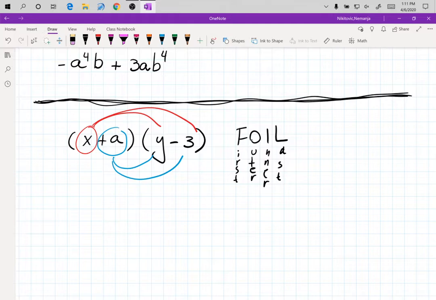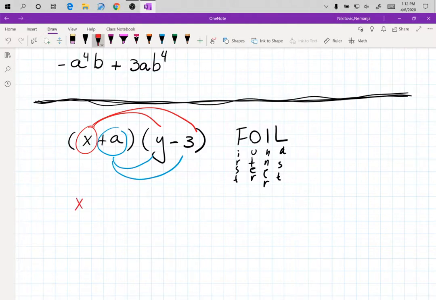First, outer, inner, last? Yeah, but technically what you are doing is you are distributing the x, which is the red, and then you are distributing positive a, which is the blue. So it's technically 2 distribution problems pushed into one. All right, so let's see. We are following the red first.